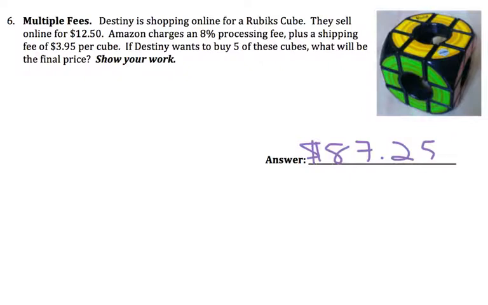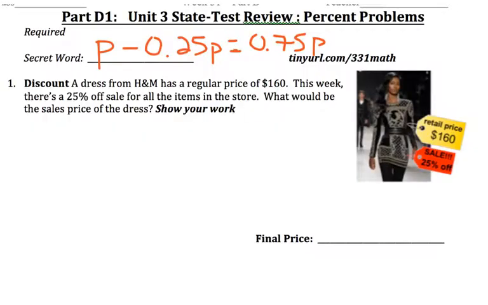If you had anything wrong or just want some review on percents, please stick around. Alright, so a dress from H&M has a regular price of $160 and there's a 25% off sale. We have to figure out the sales price of the dress.